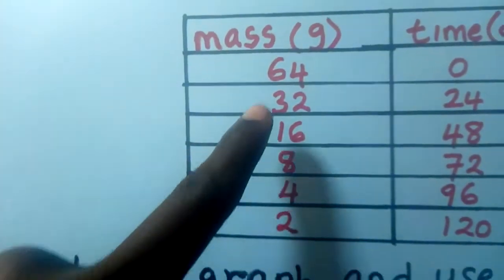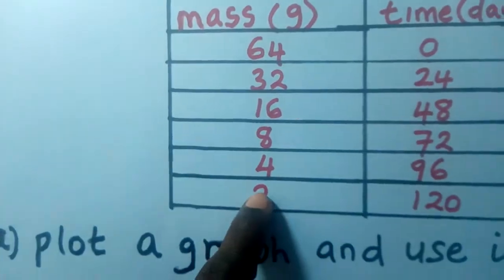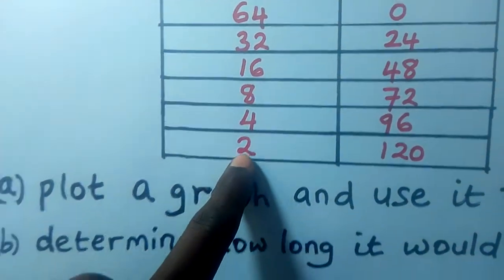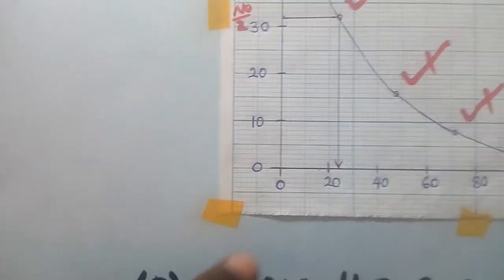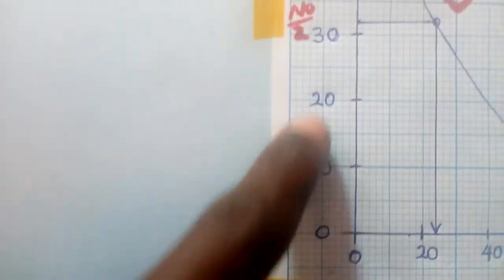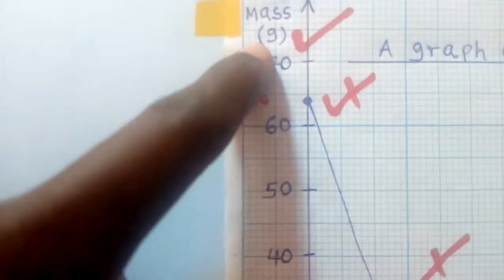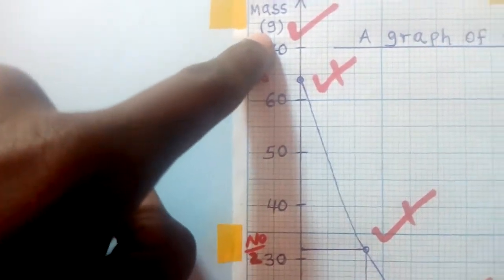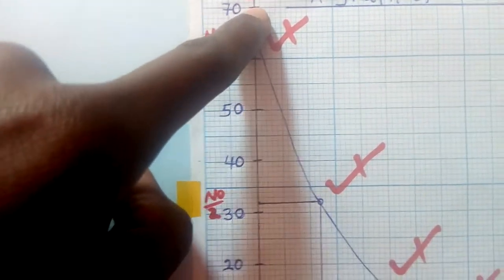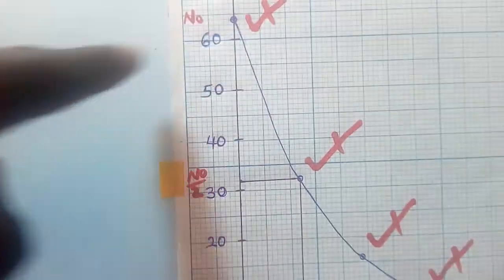Then on the mass, the biggest is what? 64. And the smallest is what? 2. So I can start from 0, below 2, up to 64. So I can take a good scale of 10. This is 0, this is 10, 20, 30, 40, 50, 60, 70. My highest value is 64. 64 is somewhere here. So using this scale, I can now plot.